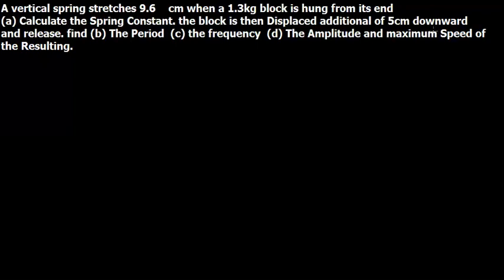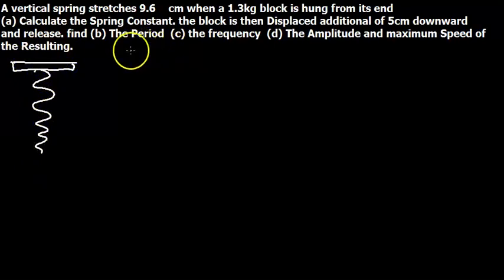Alright, let's start with the first one, which says we should calculate the spring constant. The force exerted by the block hanging from the spring is equal to the force exerted by the spring when stretched. So we can use Hooke's law. Let's see the diagram. Let's say this is the spring, and we are given its stretch, which is from here to here. It stretches 9.6 cm.